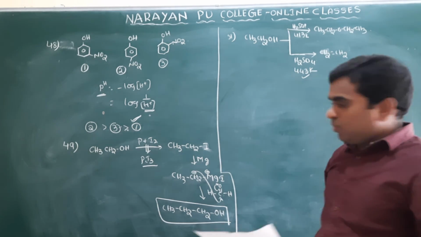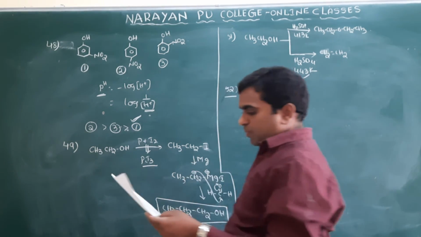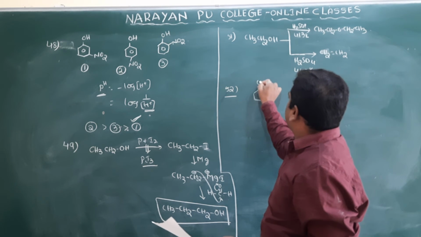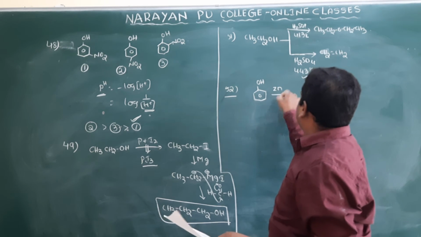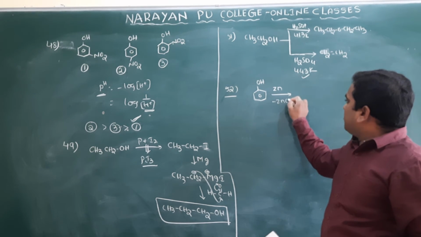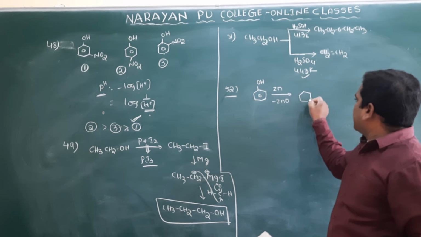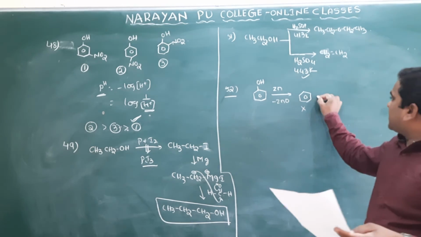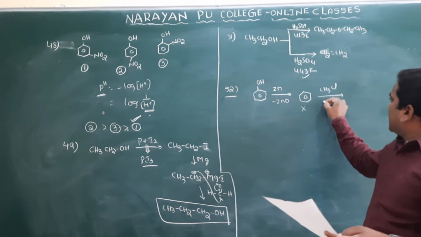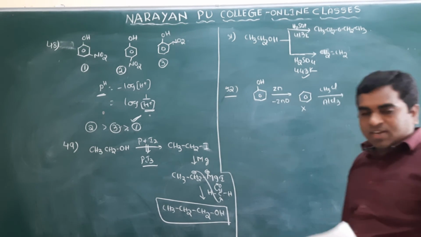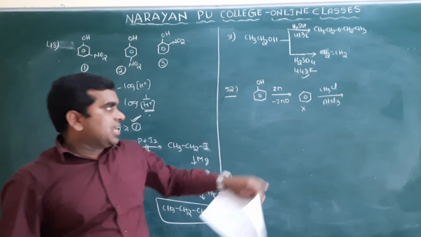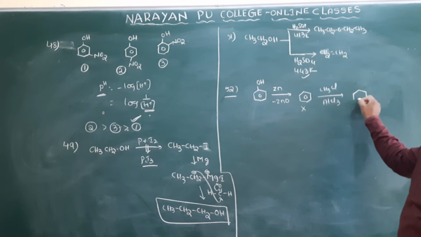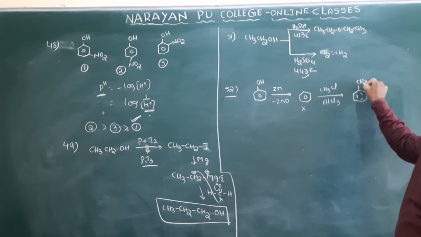Clear? Next one, question number 52. Phenol and zinc test. It is there in the answer in this book. We have already discussed phenol and zinc. Zinc oxide will be removed and you will get benzene. Next, this is the X. Clear? Benzene treated with CH3Cl, AlCl3. What is this reaction? Friedel-Crafts alkylation. Benzene reacts with alkyl halide in the presence of AlCl3. What compound will you get? You will get toluene.